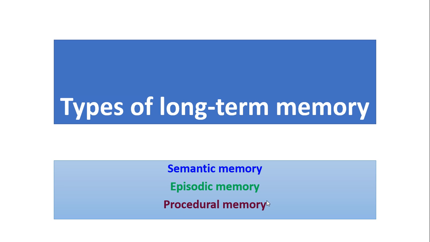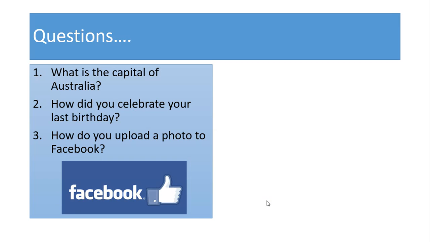Okay, so next we've got the types of long-term memory. So there are 3 types of long-term memory that you need to know. You need to be able to name them, and you need to be able to evaluate the concept of these different types of long-term memory. So as it says at the bottom of the screen, there's 3 types: semantic, episodic, and procedural.